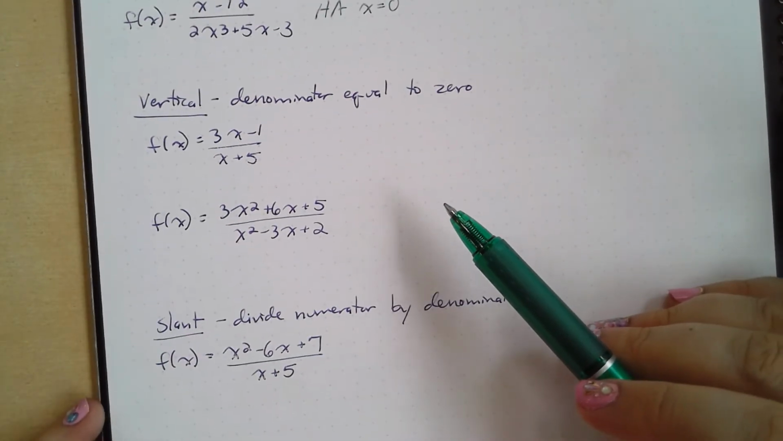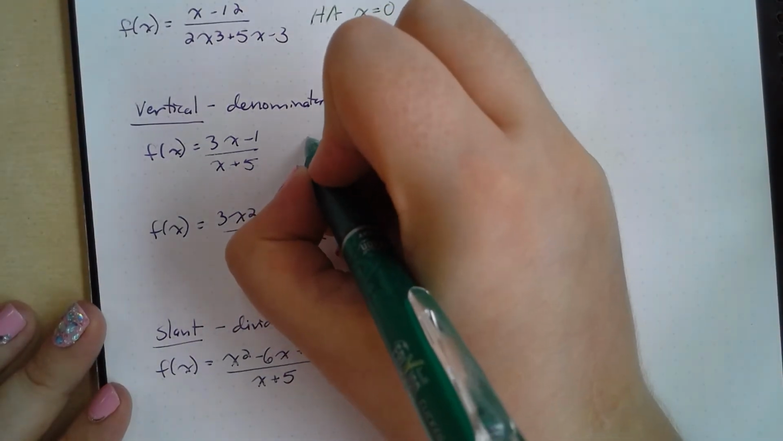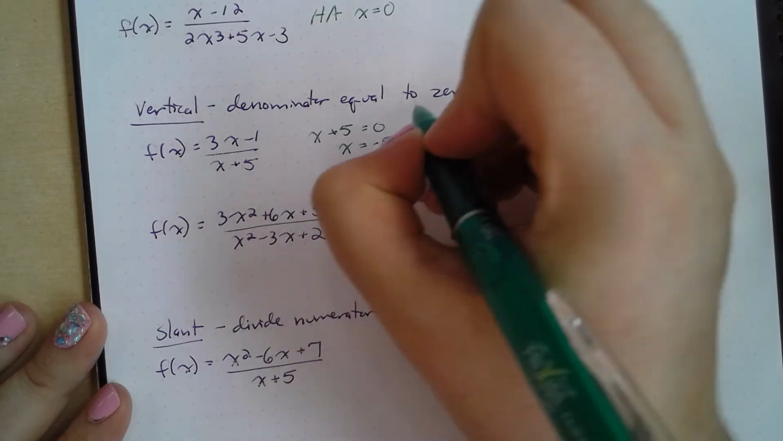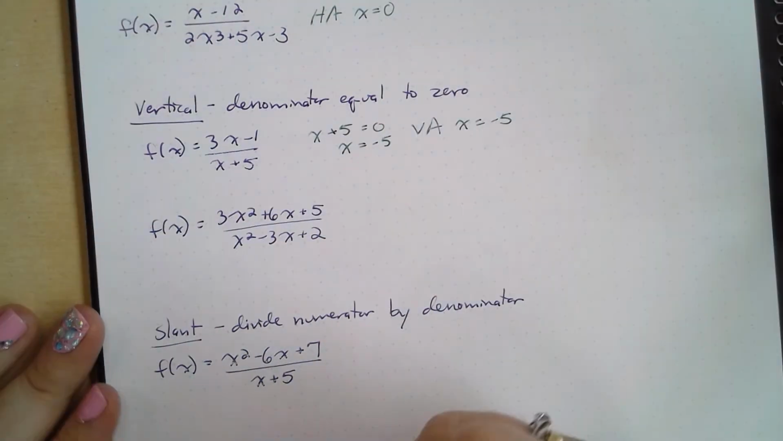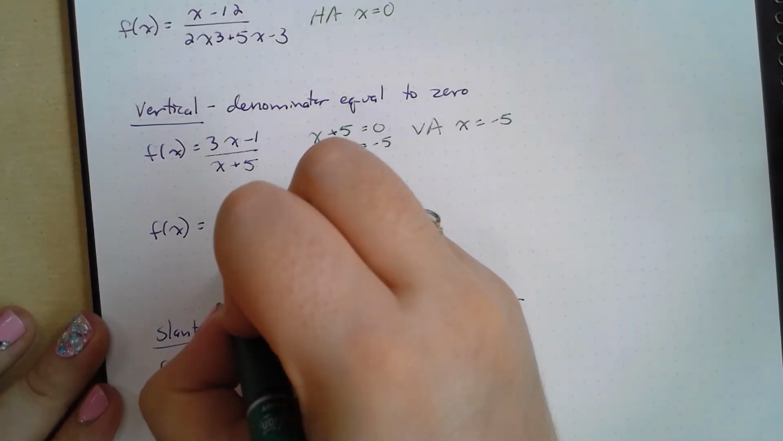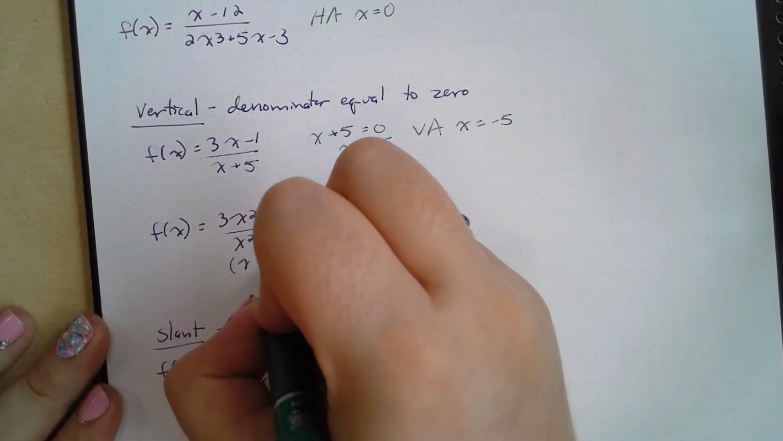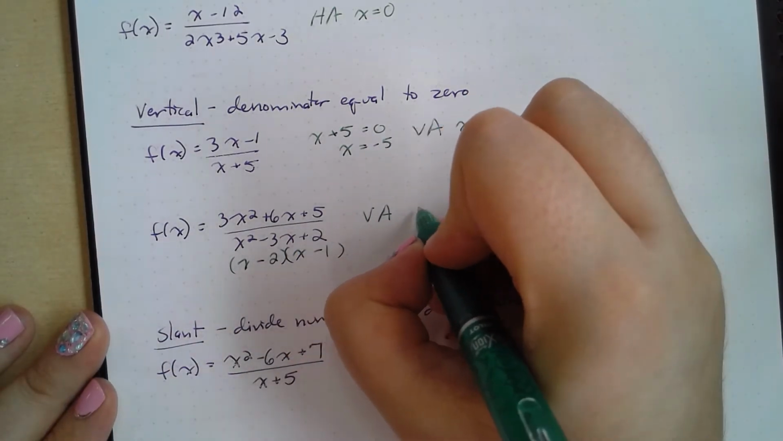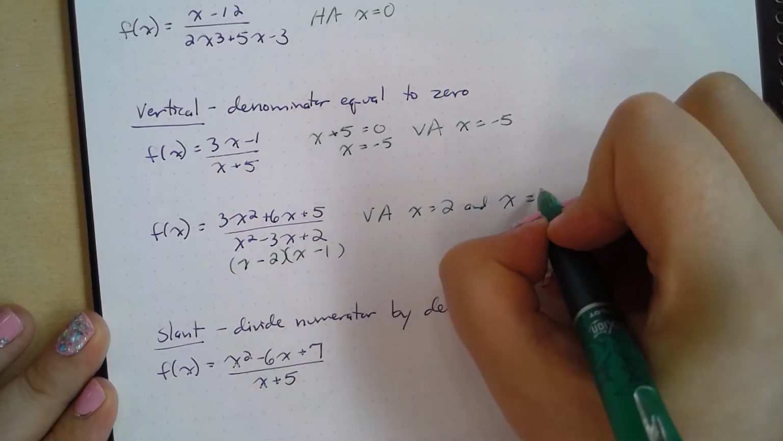Now, for our vertical asymptotes, all you're going to do is set your denominator equal to 0. So for this first one here, x plus 5 equals 0, so x equals negative 5. You have a vertical asymptote at x equals negative 5. Here, this actually needs to be factored. You've got x minus 2, x minus 1. So you're going to have a vertical asymptote at x equals 2 and x equals 1.